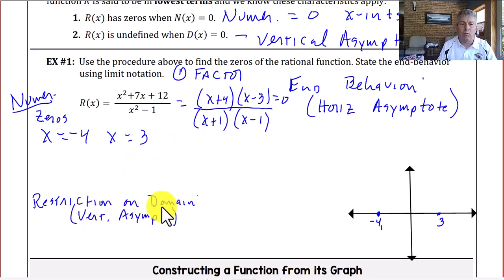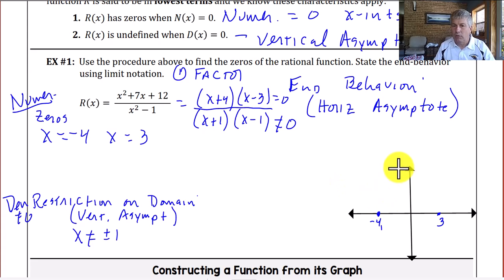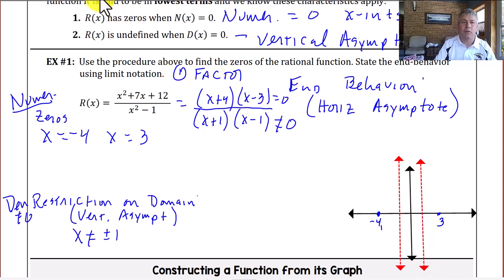And then finally, our restrictions on the domain. They don't ask for that, but I'm going to do that here. Our denominator can't equal 0. So we factored that, and we get x can't equal plus or minus 1. And those will be our vertical asymptotes. So we actually have vertical asymptotes on our graph at x equals plus or minus 1. So you might see a vertical asymptote, something like that, at x equals plus or minus 1.